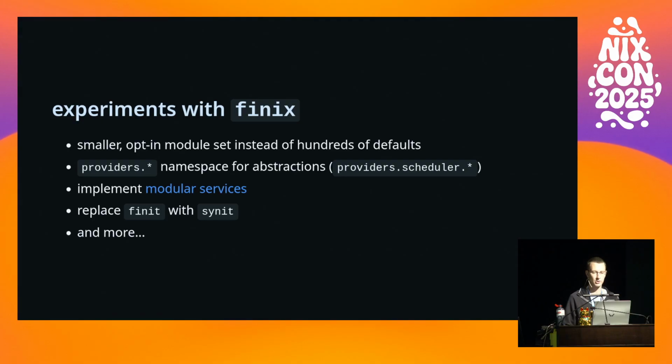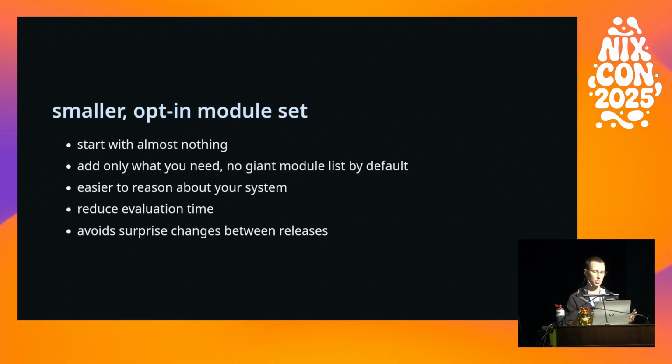So another one was the providers namespace for abstractions. I did. Robert has a modular services PR that he was working on, merged into NixOS, I'll talk about. And then again, I didn't use systemd, I used finit, but maybe I could replace that. So I'll talk about each of those again.